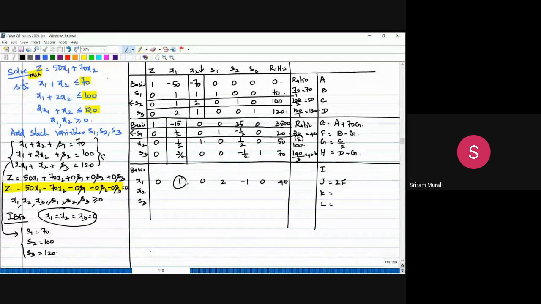Using this one, I want to make these elements to 0. Using this one, I want to make this element to 0. So first you take this minus 15 and then 1. Minus 15 is taken from where? E. Minus 15 is taken from E. 1 is taken from J. What I have to do to get this element 0? Multiply by 15, add. So that is why this is E plus 15J. Have you understood?